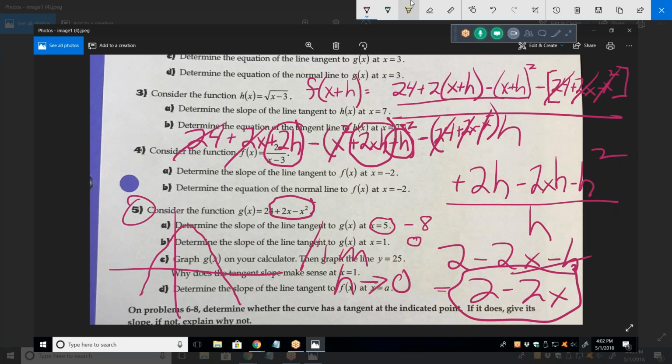Now the question is, does the slope of the tangent line at x equal 1 make sense? Well, there's x equal 1. The slope of the tangent line, we figured to be 0, right? Yeah. And it is. It's always 0 at the vertex of a parabola. The slope of the tangent line is always 0 at the vertex of a parabola. Always.